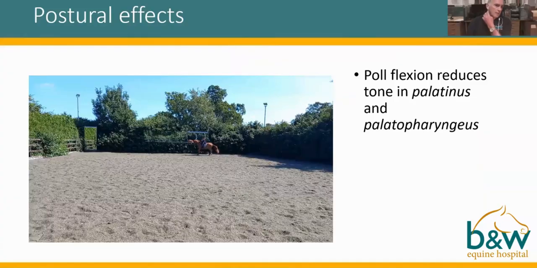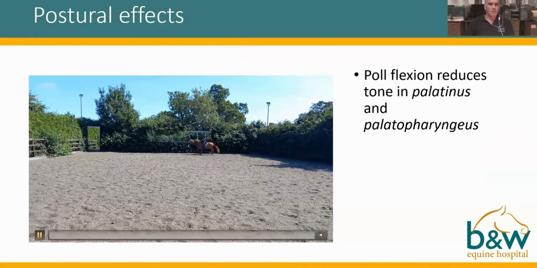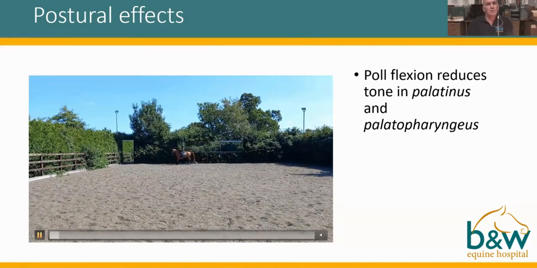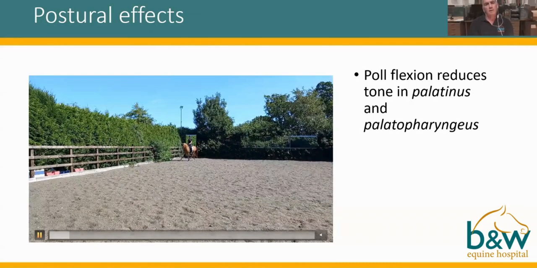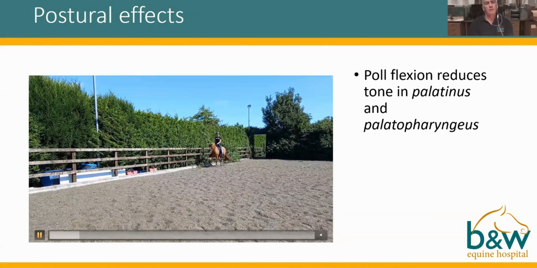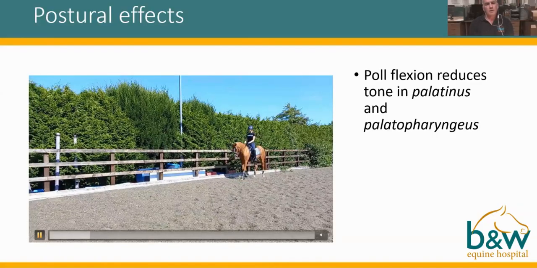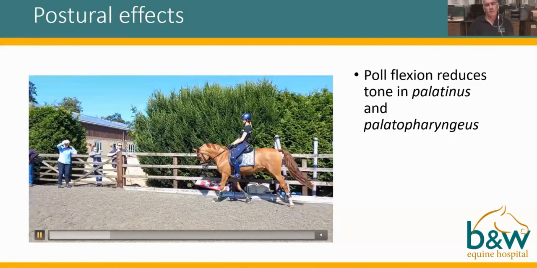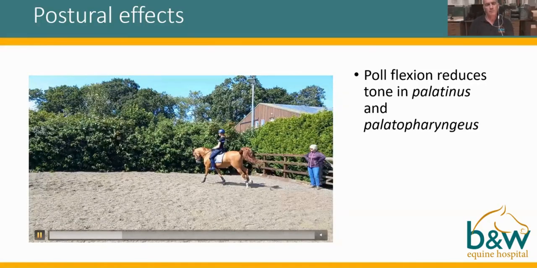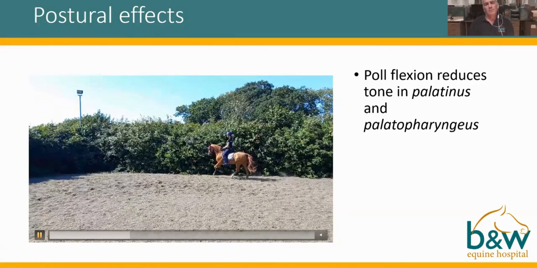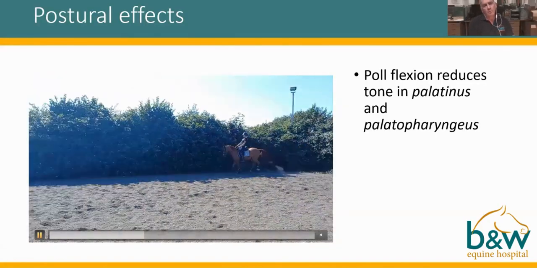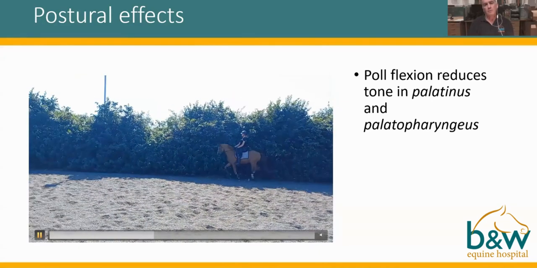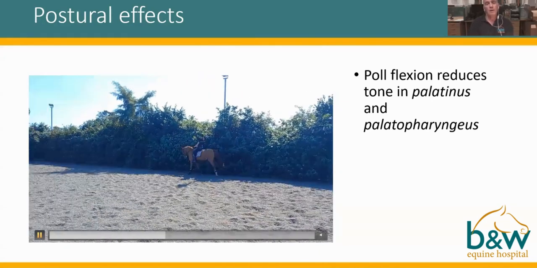And the posture is very important. We know that poll flexion causes flaccidity in the rostral soft palate by relaxing the palatinus and palatopharyngeus muscle. And you can see this horse is in its normal competition stance. It's entirely different from the posture of the racehorse. And many of these will make a respiratory noise due to the posture that they're being asked to work in.